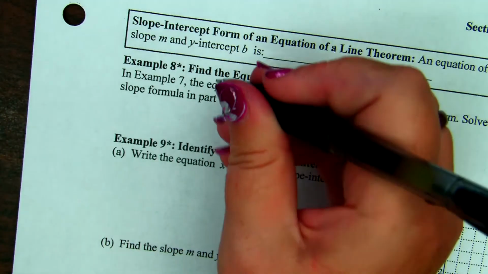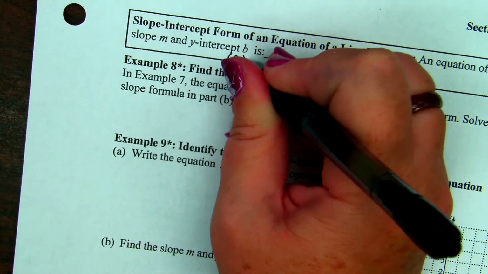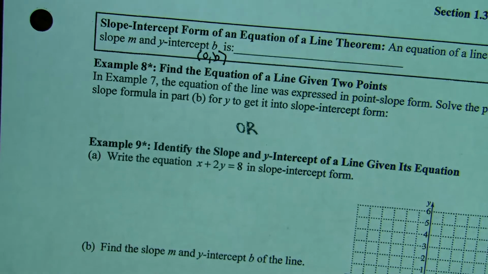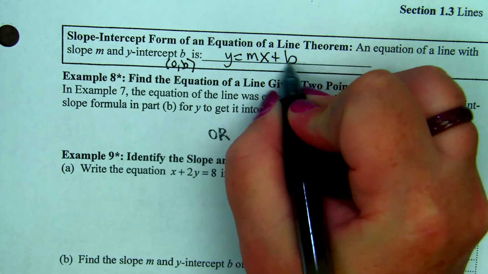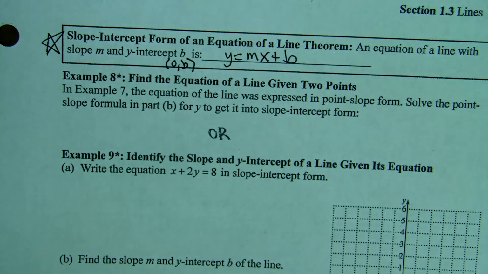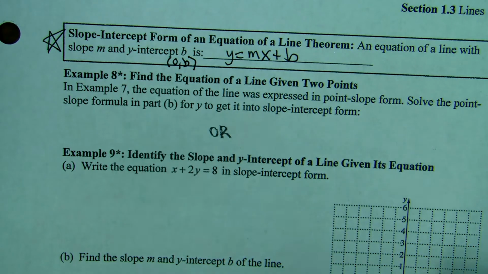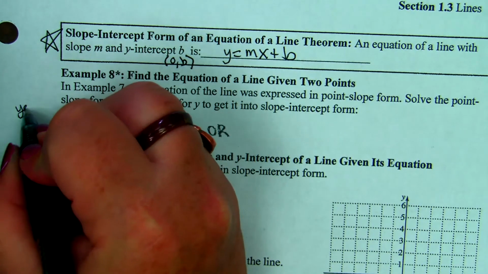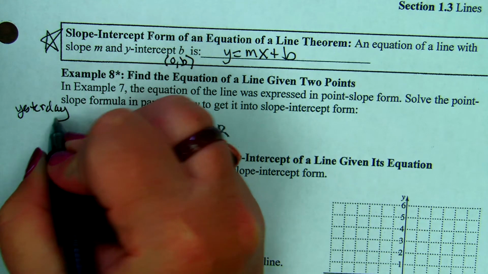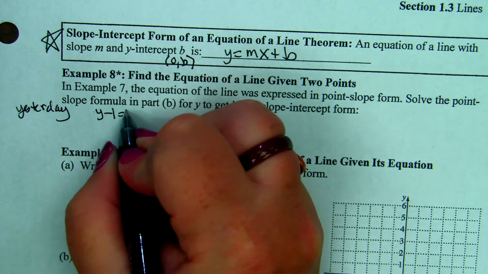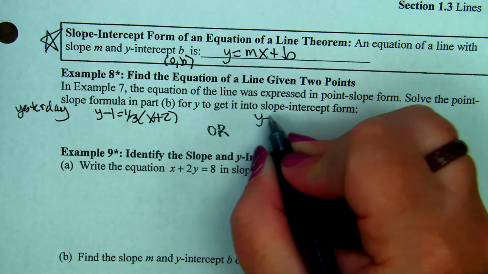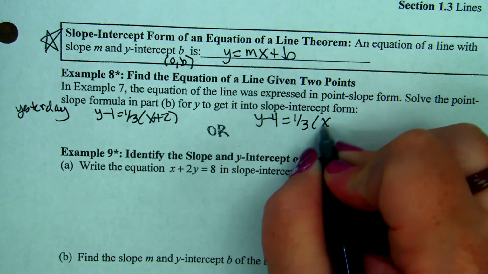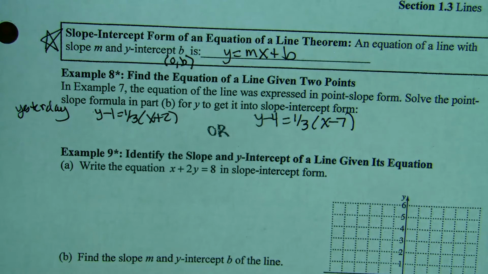So the y-intercept is 0, b. We write it as an ordered pair, but it's b. y equals mx plus b is the slope-intercept form of a line. So it says in example 7 from yesterday, I'm going to write yesterday. We had two equations in example 7. It didn't matter which point we used. So we started with this one, or we had this one. And we're going to put them into slope-intercept form.